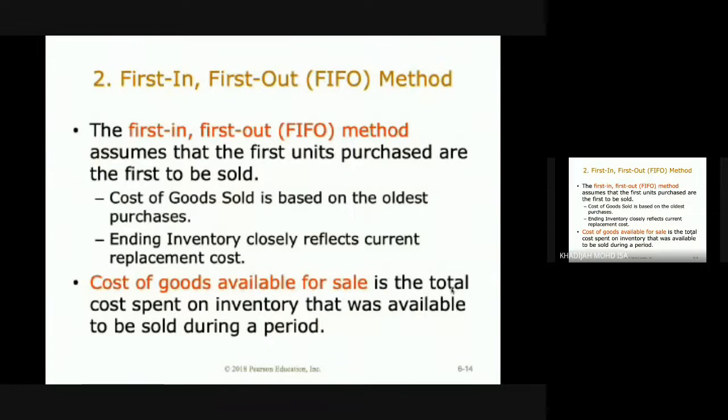The second one is the first in, first out method, right? First in, first out, or normally we call it the FIFO method. It assumes that the first units purchased are the first to be sold. Remember, the word is assume. It doesn't mean that that is the actual unit being sold. It's assumed that the first unit that you purchase is the one that you sold. So it is what we call conceptual. It's not that every time you sell the goods, you must make sure that the goods are the ones that you first purchased, right?